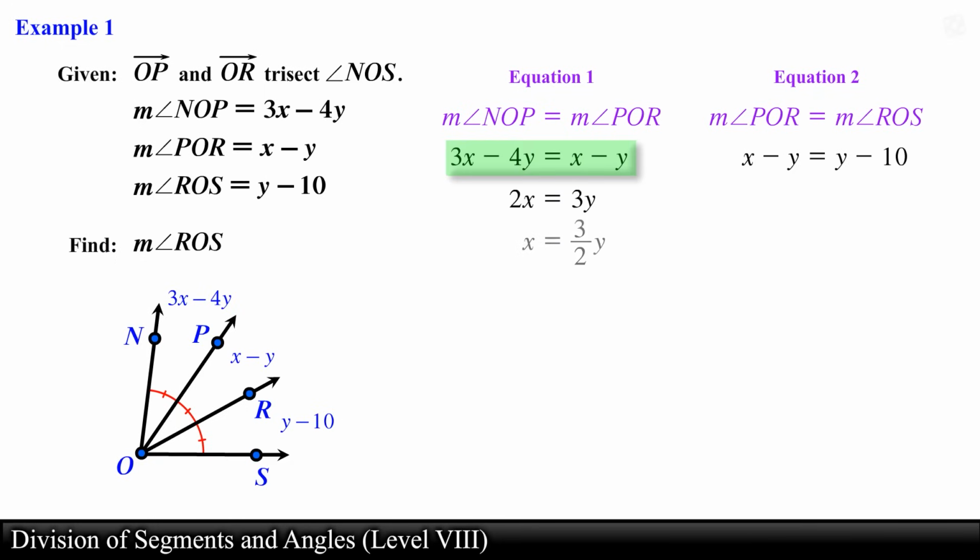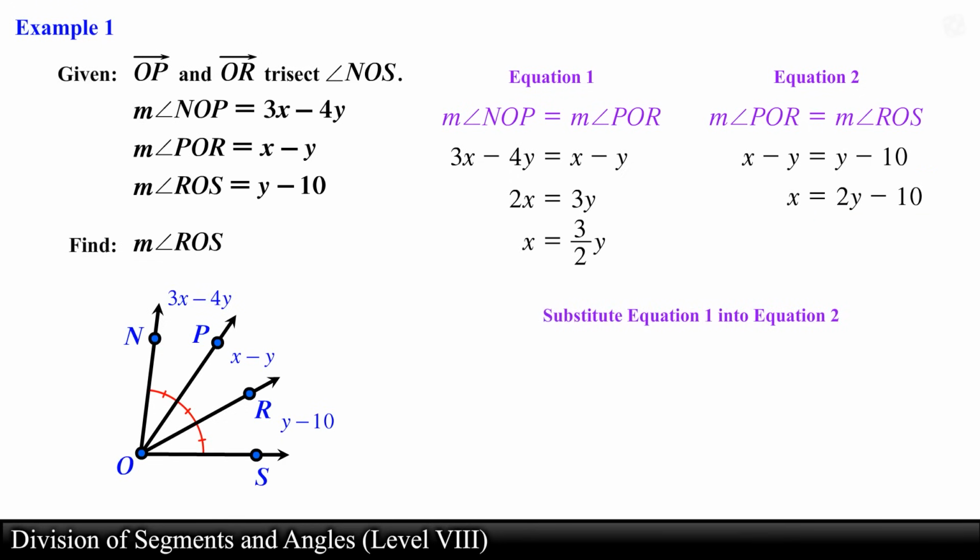Solving for x in the first equation, we obtain the following. We now do the same for the second equation and solve for x. Doing that, we obtain the following. Now we can go ahead and substitute one of these two equations into the other. Let's substitute the first equation into the second equation.